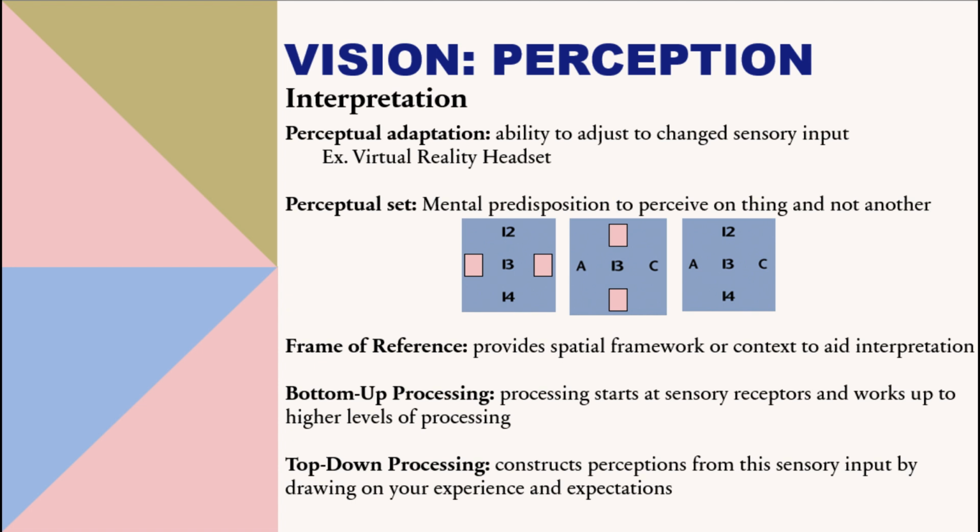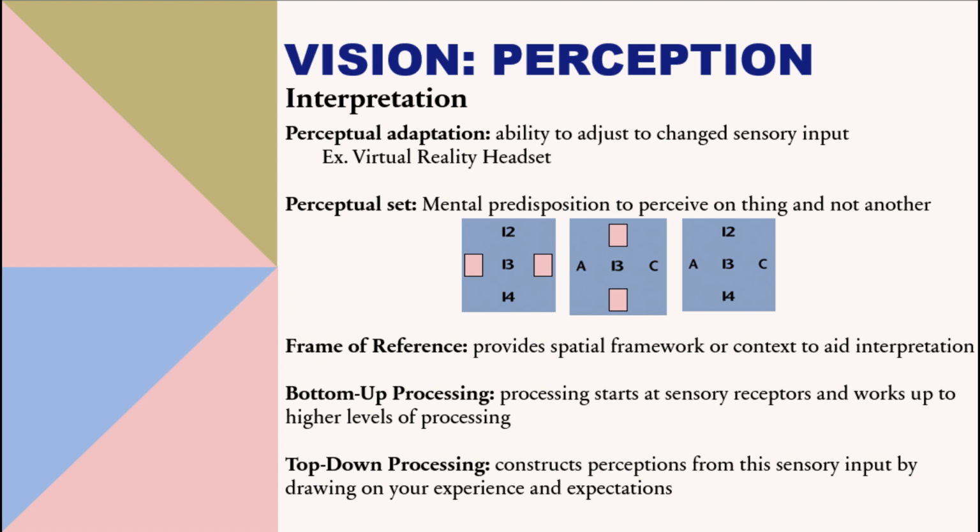Perception enables us to navigate and interact with the visual world, recognize objects, and make sense of the structures and patterns that surround us. Perceptual adaptation is the ability to adjust to changed sensory input, including an artificially displaced or even inverted visual field. For example, when putting on a virtual reality headset, an individual's vision adapts to the new environment. Perceptual set is the mental predisposition to perceive one thing and not another. For instance, visualizing the letter B differently next to letters or numbers.